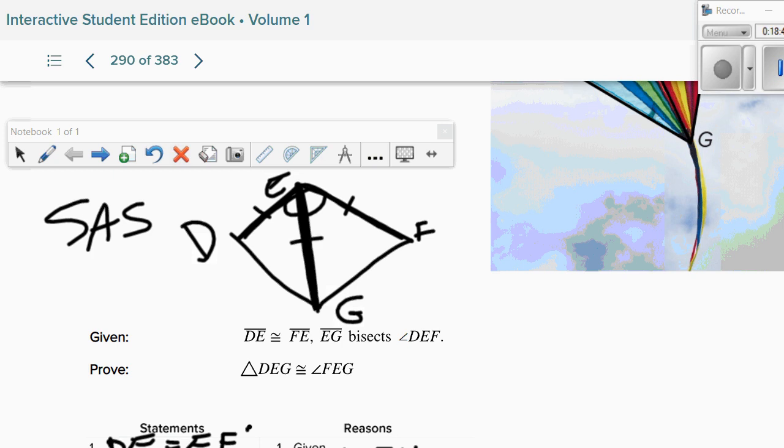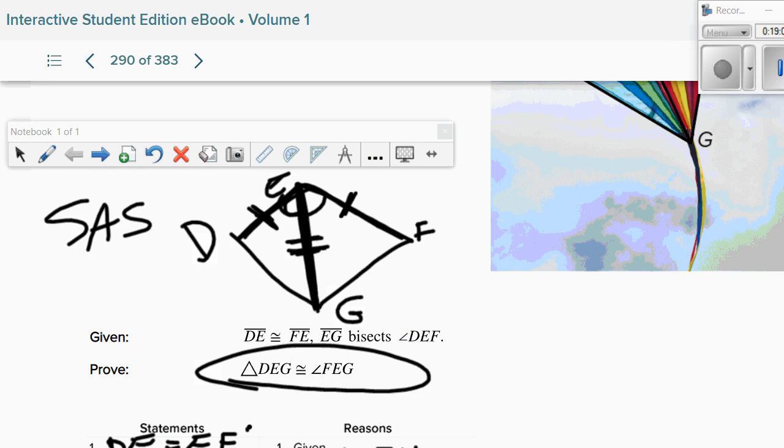So now I've got the two sides that are equal, and they're creating the angles that are equal. They want me to prove these two triangles are equal, so now I can use side, angle, side. The side, the angle, the side is equal to the side, the angle, and the side.